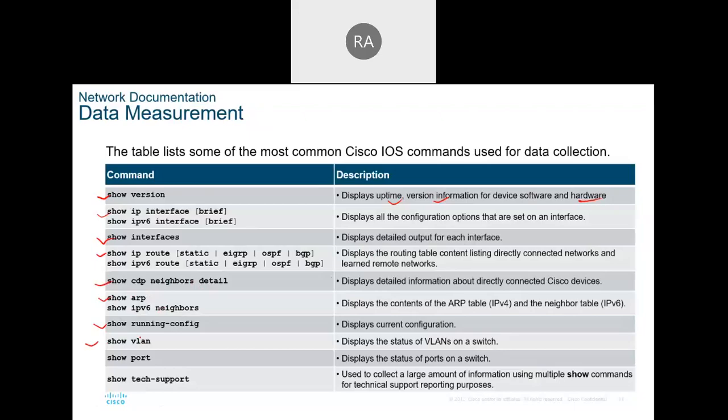Show vlan to see the VLANs on a switch. Show port to see the status of the switch. And the last one here, show tech-support, is used to collect a large amount of information using multiple show commands for technical support reporting purposes. I have never used this command before, but you can explore that. So all those commands we have been using in the process of configuring our routers and switches are going to be handy when we are doing our documentation. So it's not just enough for us to use them to troubleshoot. We can also use them to do our documentation.